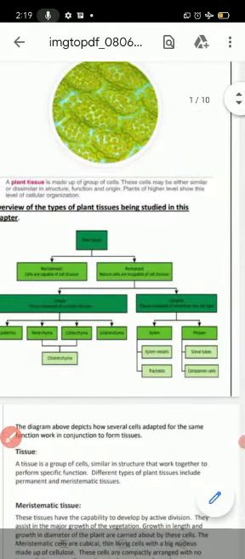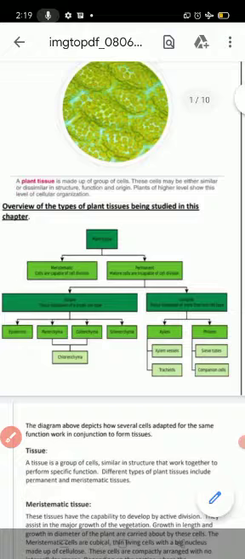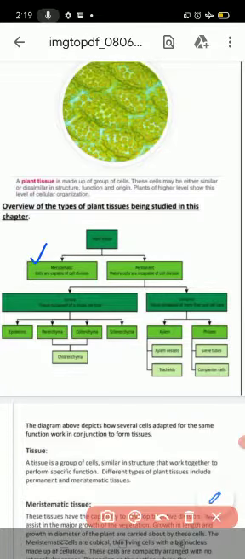Look at it. Plant tissues divide into two forms: meristematic and permanent. Meristematic tissue shows cell division, but permanent tissue does not show cell division. Permanent tissue is divided into two forms, simple and complex. Simple tissues are made of only one cell type. Complex tissues are made of more than one type of cell, and simple tissues are divided into four categories.